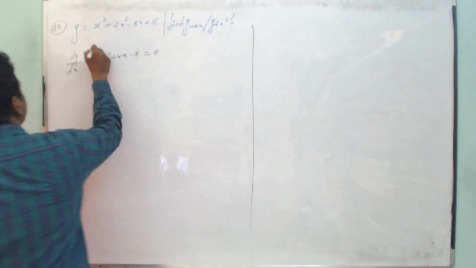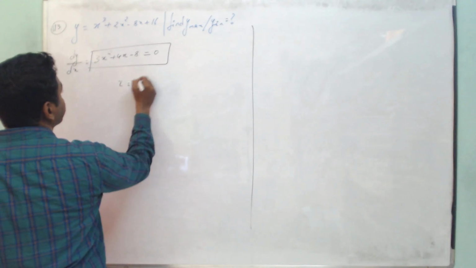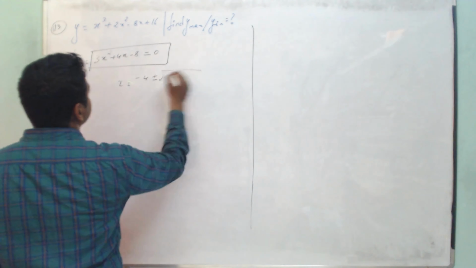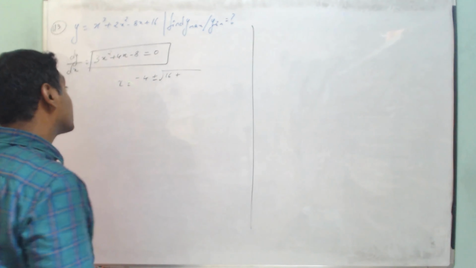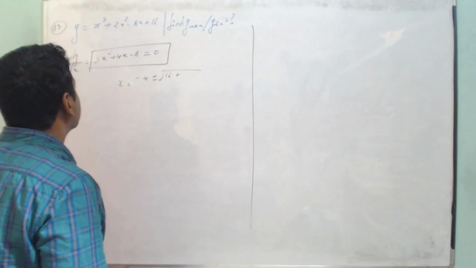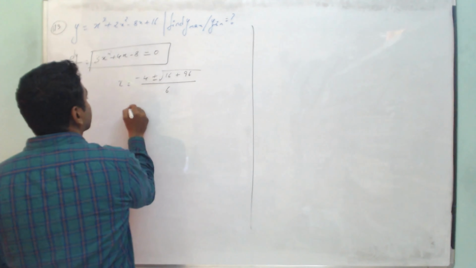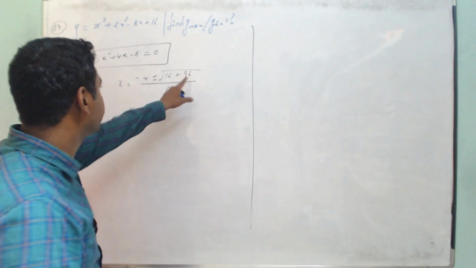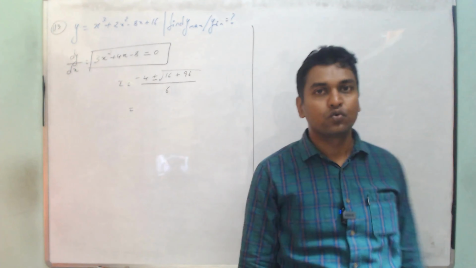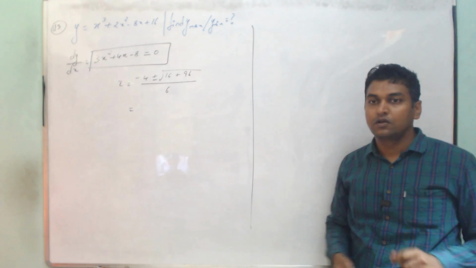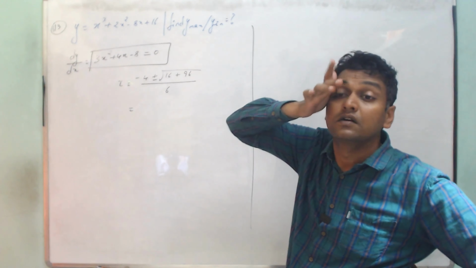Now, because we got an equation, we will get the roots of it. Minus b plus or minus root over b square minus 4ac, divided by 2a. So 12 times 8 is 96, and under the root, 96 plus 16 is 112.